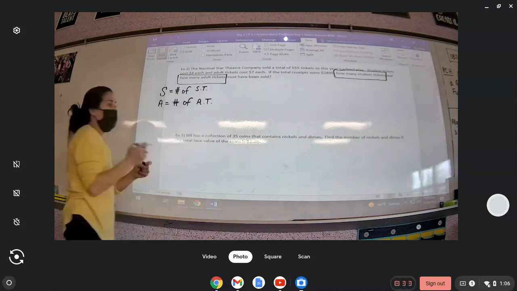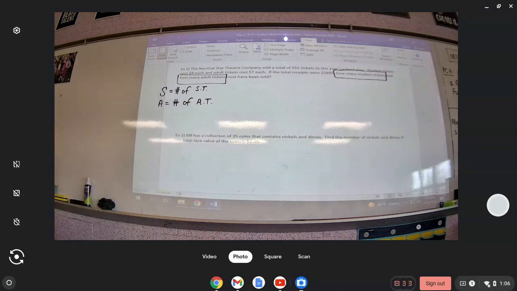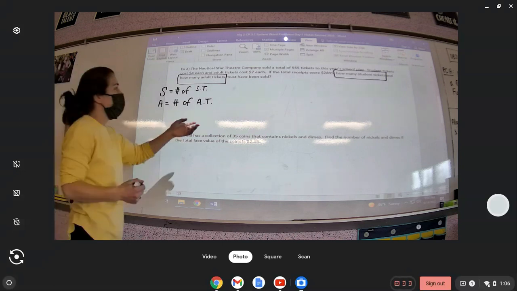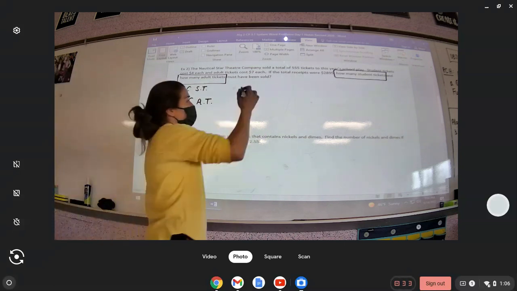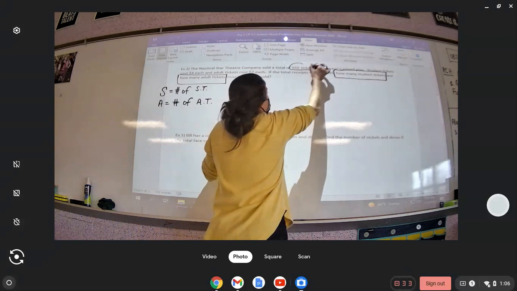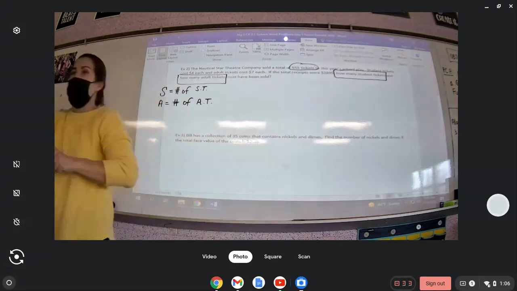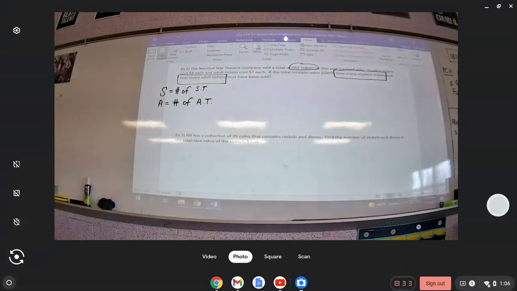Okay. Now we got to start looking back to find one clue that could help us write the first equation, and then the second clue that'll help us write the second equation. So guys, if you go back to the beginning, they're telling you that this theater company sold a total of 555 tickets. So it's got nothing to do with price. They're just telling you they sold a total of 555 tickets.